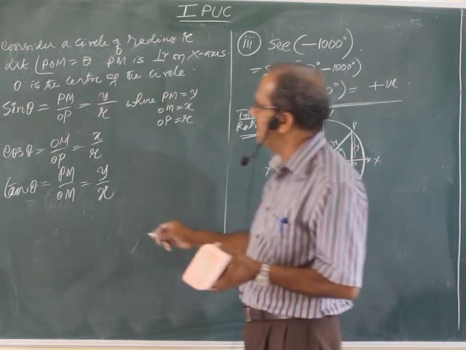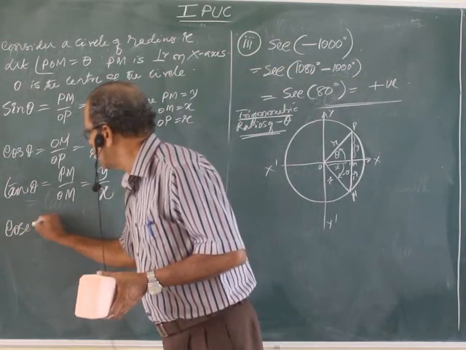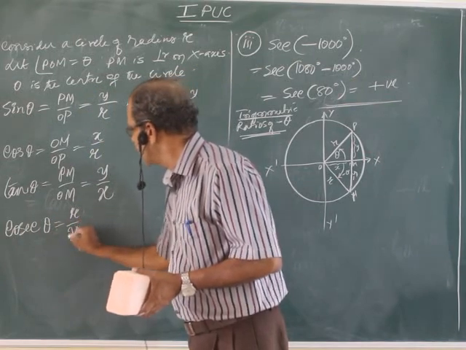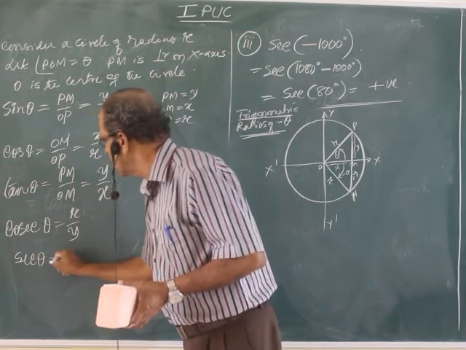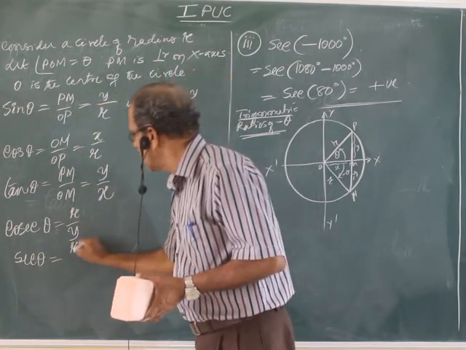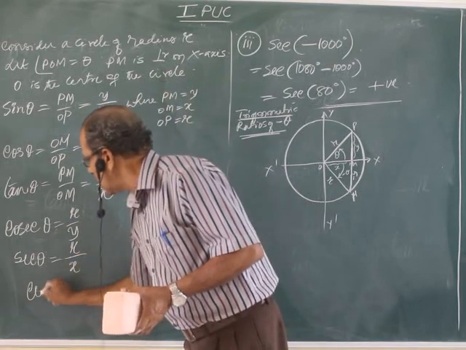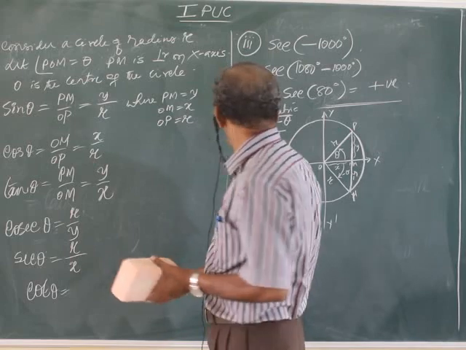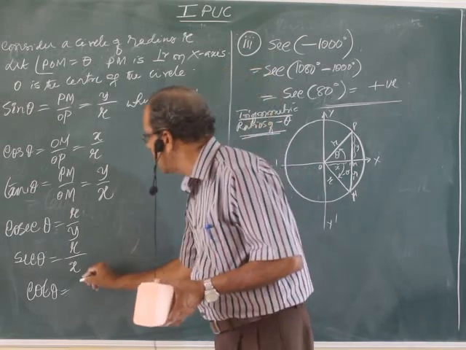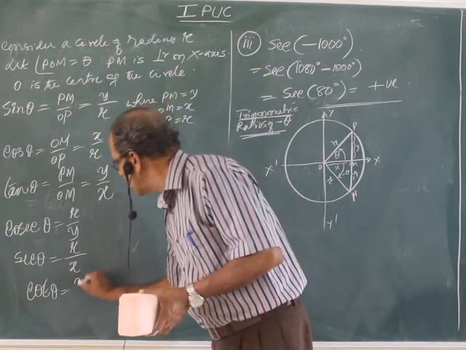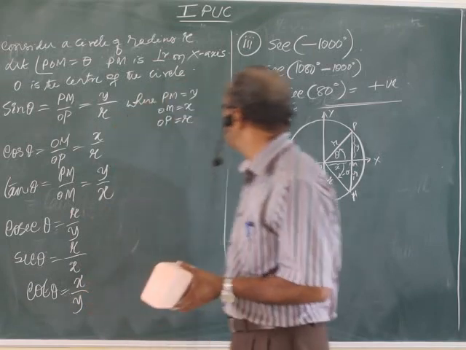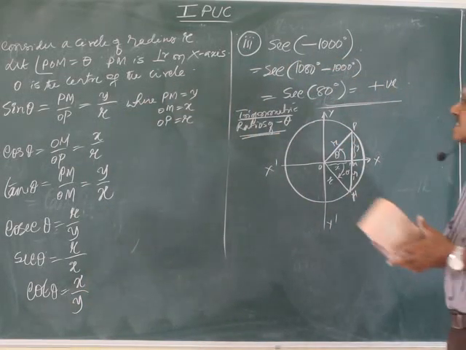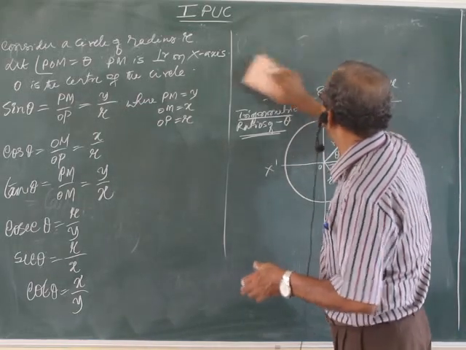Shall I write the remaining three? Just a reciprocal. Cosecant theta, r by y. Secant theta, reciprocal of cos, r by x. Cot theta, adjacent side by opposite, x by y. Correct, no? These are the trigonometric ratios of theta, from the figure you have written.